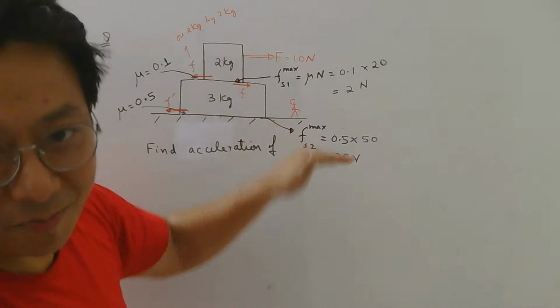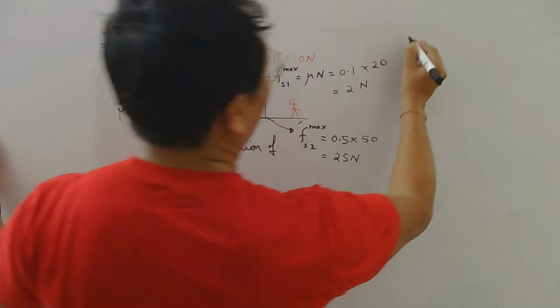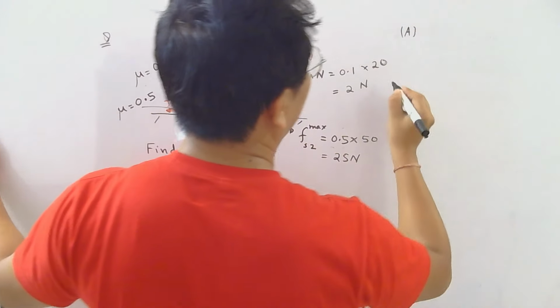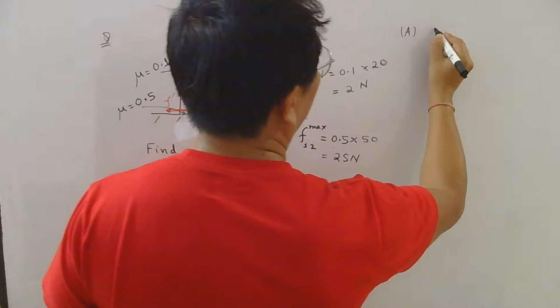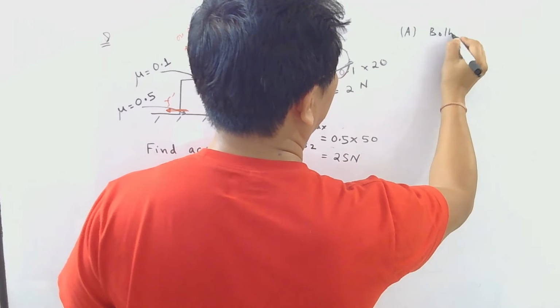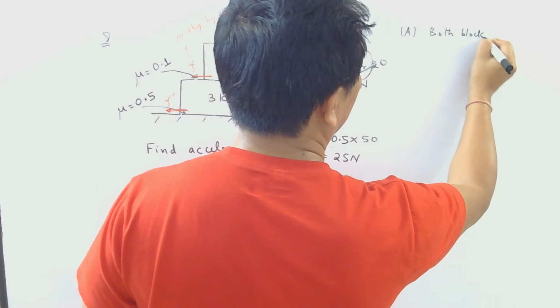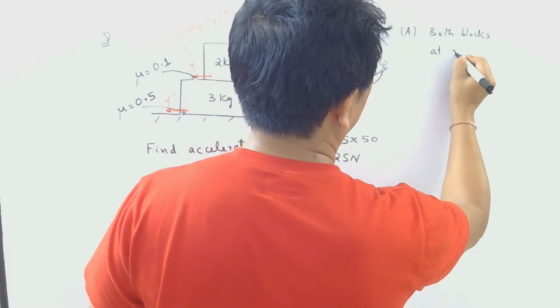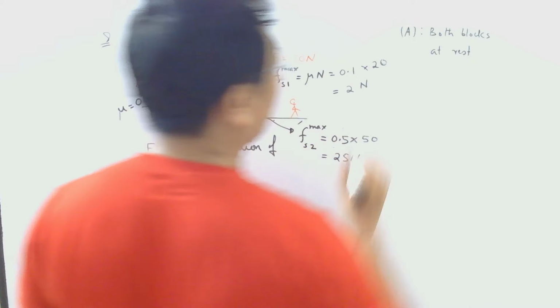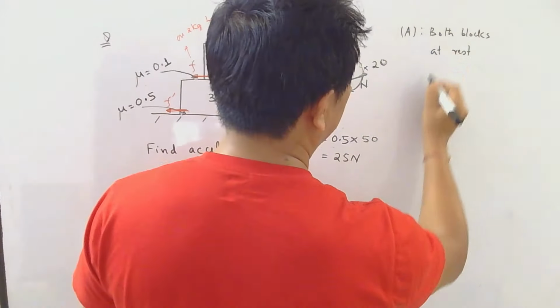Okay. Now, suppose this question was there. First, we will calculate the maximum static friction, and then we will do the first assumption, and the first assumption was both the blocks are at rest. This is my assumption. Now, how to check this assumption? This is correct or not?